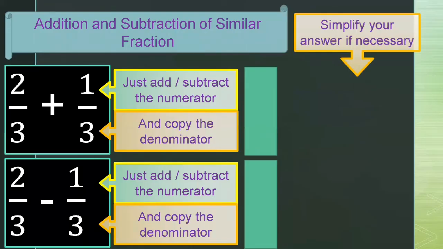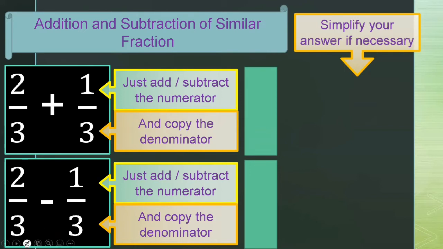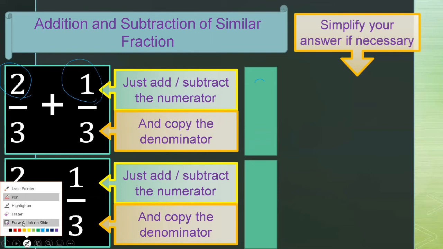Now I have here an example. First one, 2/3 plus 1/3. This one is considered a similar fraction. How are we going to solve this one? Sabi nga, first is to add or subtract the numerators. Ang ating numerator is yung nasa taas ng ating fraction bar. Therefore, kapag pinag-add natin, 2 plus 1 is equal to 3. So let's write the 3 here.